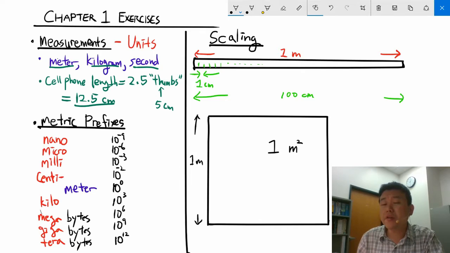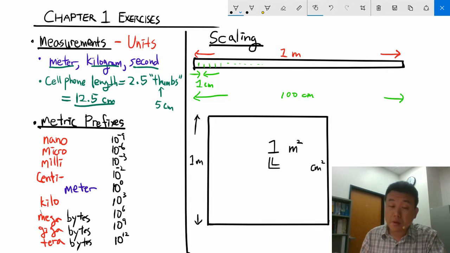Now, what would its area be if instead of writing it in meters squared, we expressed it in centimeters squared? Will it be 100 centimeters squared? Well, let's just think through it. Just like with the meter stick, this length is going to be subdivided into smaller pieces. I'll just draw some of these smaller pieces. Imagine each one of these is 1 centimeter long. So there's going to be 100 of these.